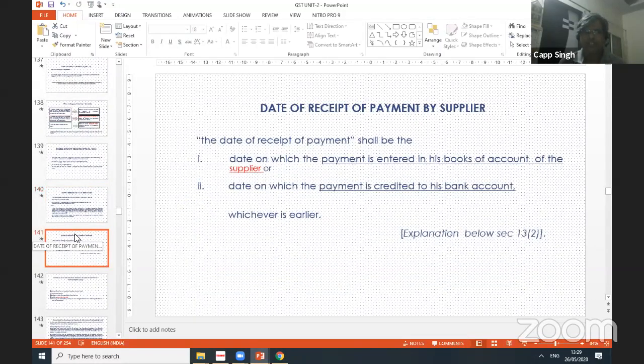Whenever we say payments, payment means payment in the books of accounts as well as payment entry in the bank, whichever is earlier. So suppose I have paid an advance and we have recorded those payments in our books of accounts, then the liability to pay arises on that, even though the bank has not passed those checks, because the recipient has not deposited those checks.